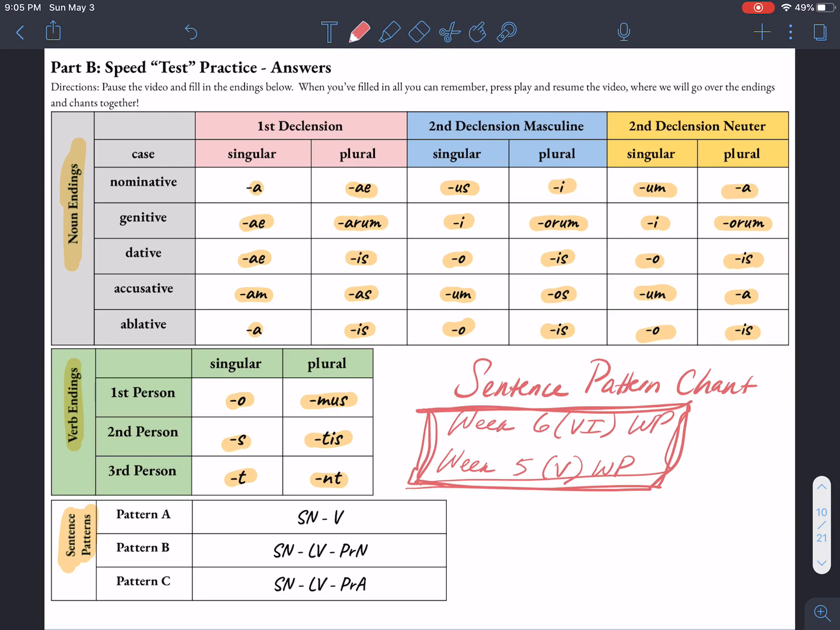work packets. And also, now that I'm thinking about it, I probably should just put a little page on the 3rd grade website with the chants. So if you ever forget them, you can just visit the 3rd grade website and they're there for you.